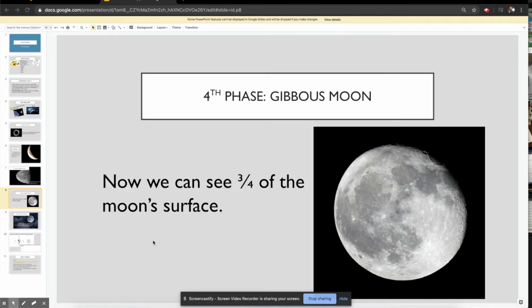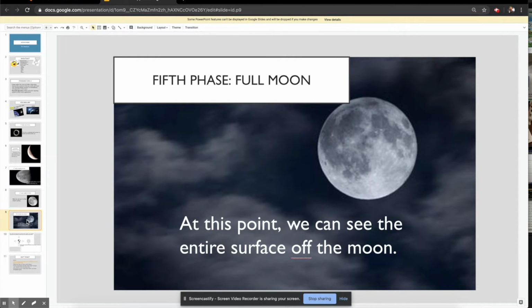All right, let's take a look at the last moon phase. The fifth phase is called the full moon. This is perhaps what many of us are used to seeing and have heard a lot throughout our time here. So the fifth phase is called the full moon. And at this point, we can see the entire surface.